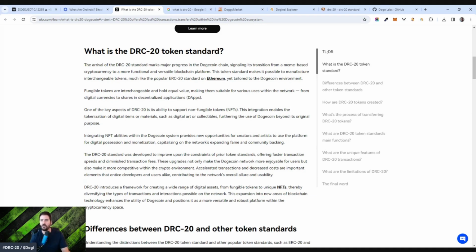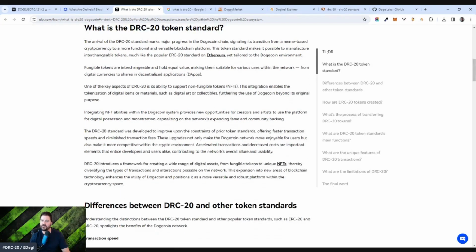Fungible tokens are interchangeable and hold equal value, making them suitable for various uses within the network, from digital currencies to shares and decentralized applications such as dApps, NFTs, and so forth, right? One of the key aspects of DRC-20 is its ability to support non-fungible tokens, NFTs. This integration enables the tokenization of digital items or materials such as digital art, collectibles, and so on, furthering the use of Dogecoin beyond its original purpose. Integrating NFT abilities within the Dogecoin ecosystem provides new opportunities for creators and artists to use the platform for digital possession and monetization. Okay, so let's see how this has been evolving.